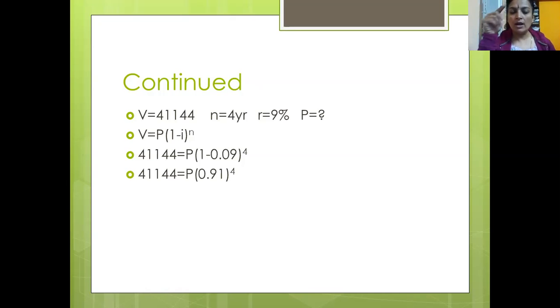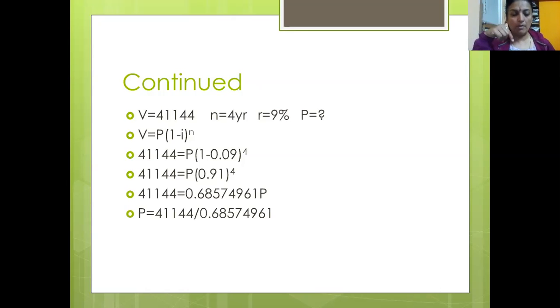If you do it in the calculator, type 0.91, then press the multiplication sign, then press the equal sign 3 times. Since it is raised to the power of 4, once we have taken 0.91, then the multiplication sign, then the equal sign 3 times, you will get the value 0.68574961. So 41,144 is equal to 0.68574961 P. Keep P on one side of the equation and take this to the other side, that is 41,144 divided by 0.68574961. Then you will get P as 60,000.